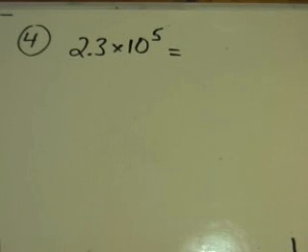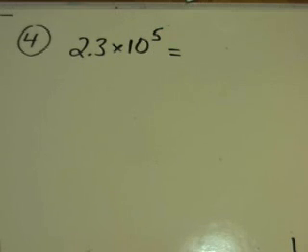Number 4 involves looking at powers of 10, which is something we will use. It's a handy way of writing very, very large and very, very small numbers. We have 2.3 times 10 to the 5, and the question is to just write that out as a decimal.